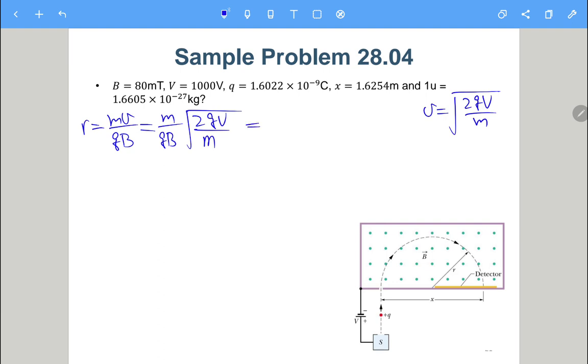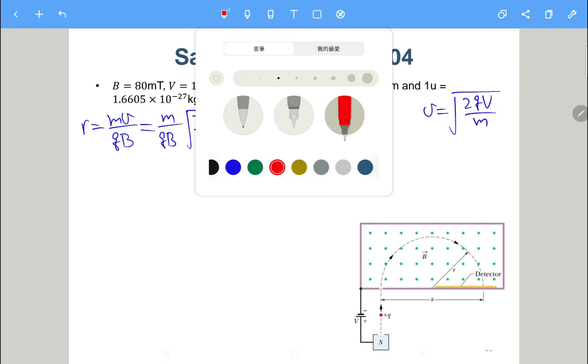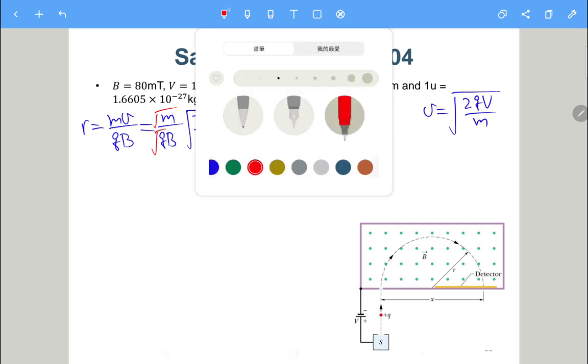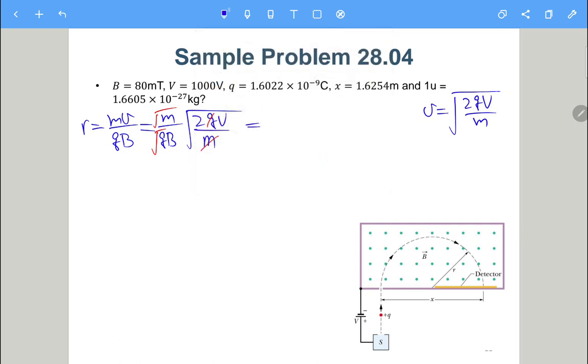Okay, so part of it can be cancelled. So we should have the square root of m here, and the square root of Q here. Something like that. Okay. So we will have 1 over B and then the square root of 2mV, where this capital V refers to the electric potential here, all over Q.